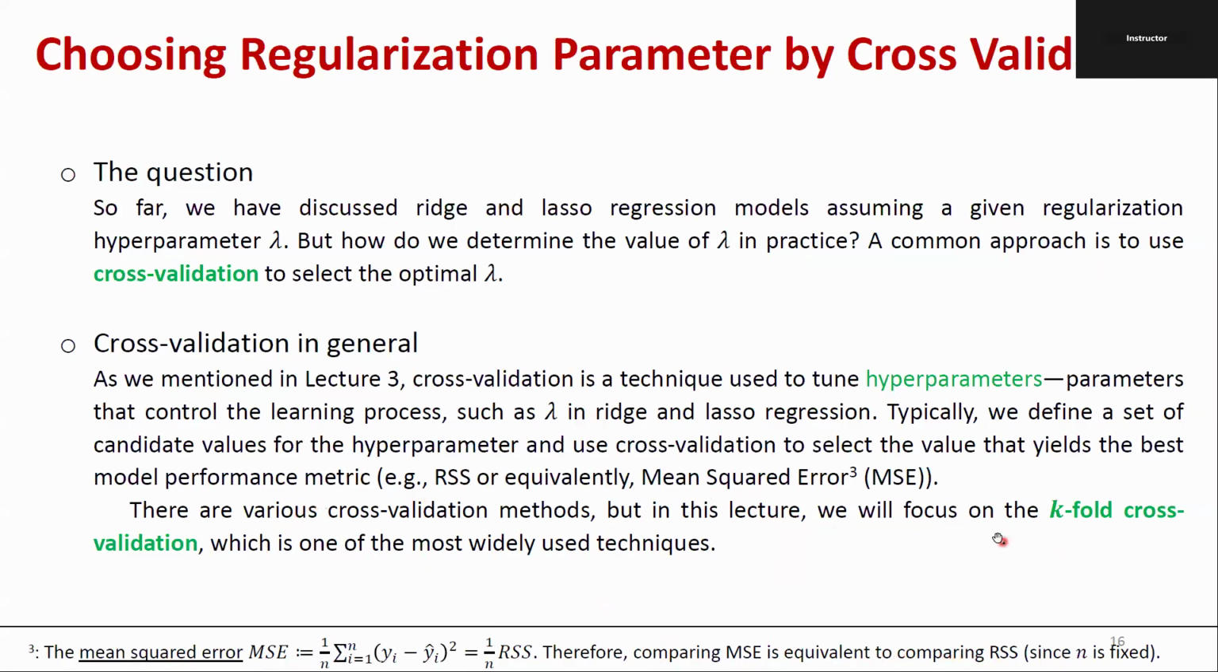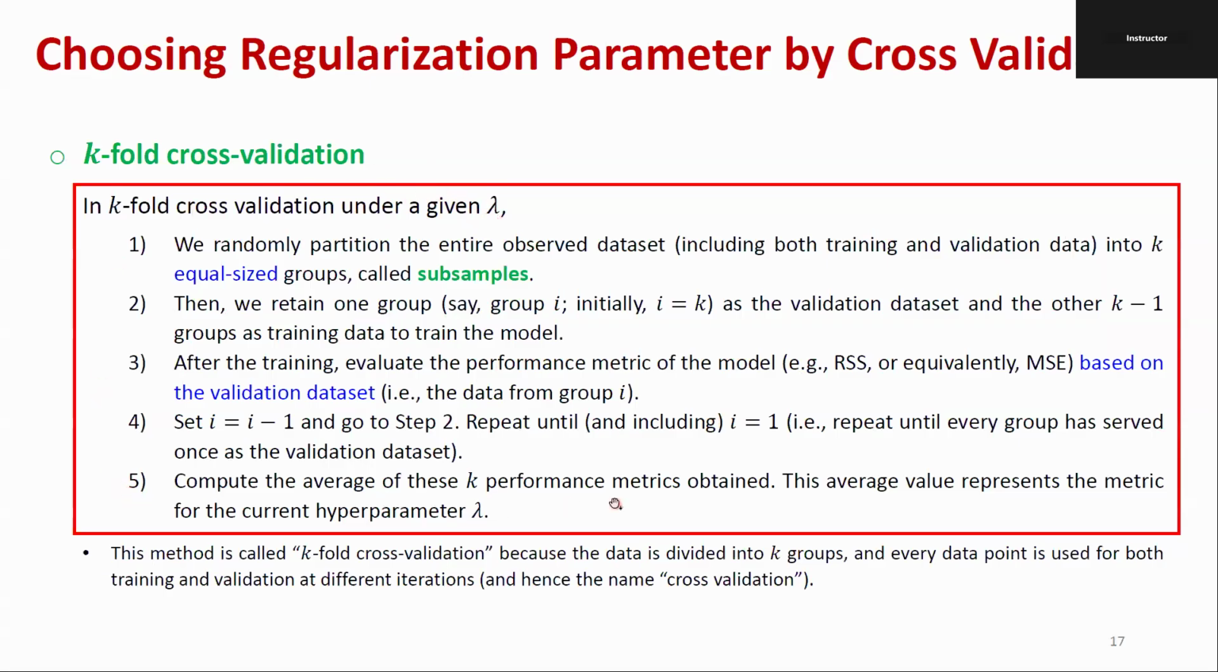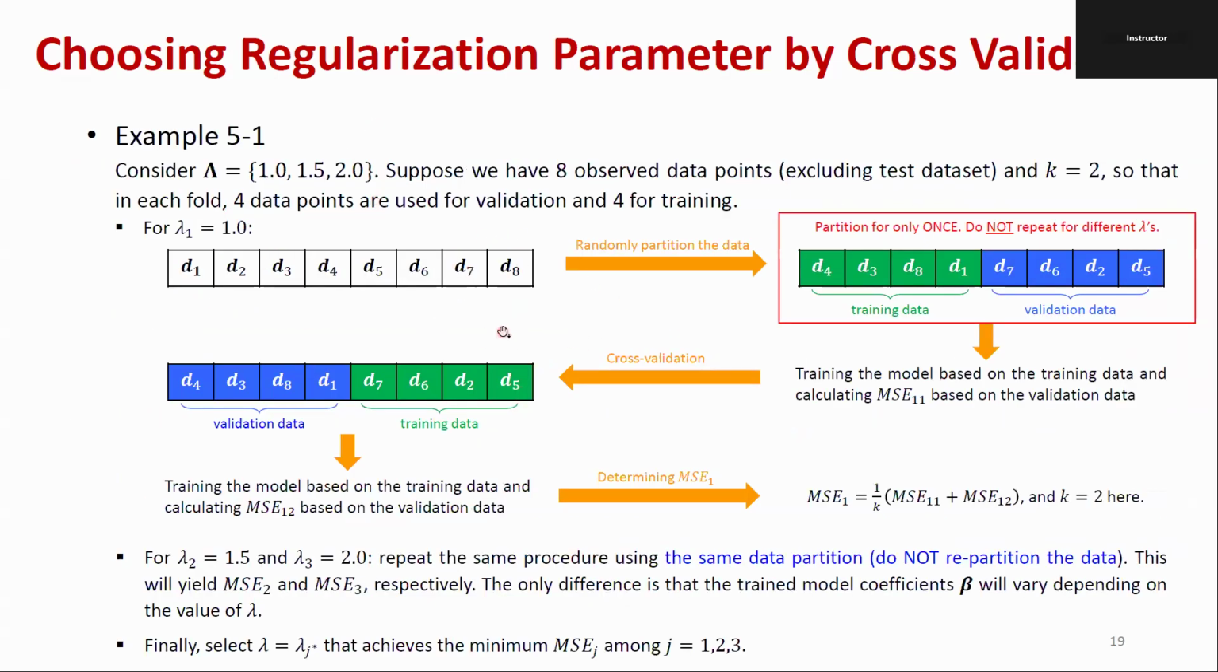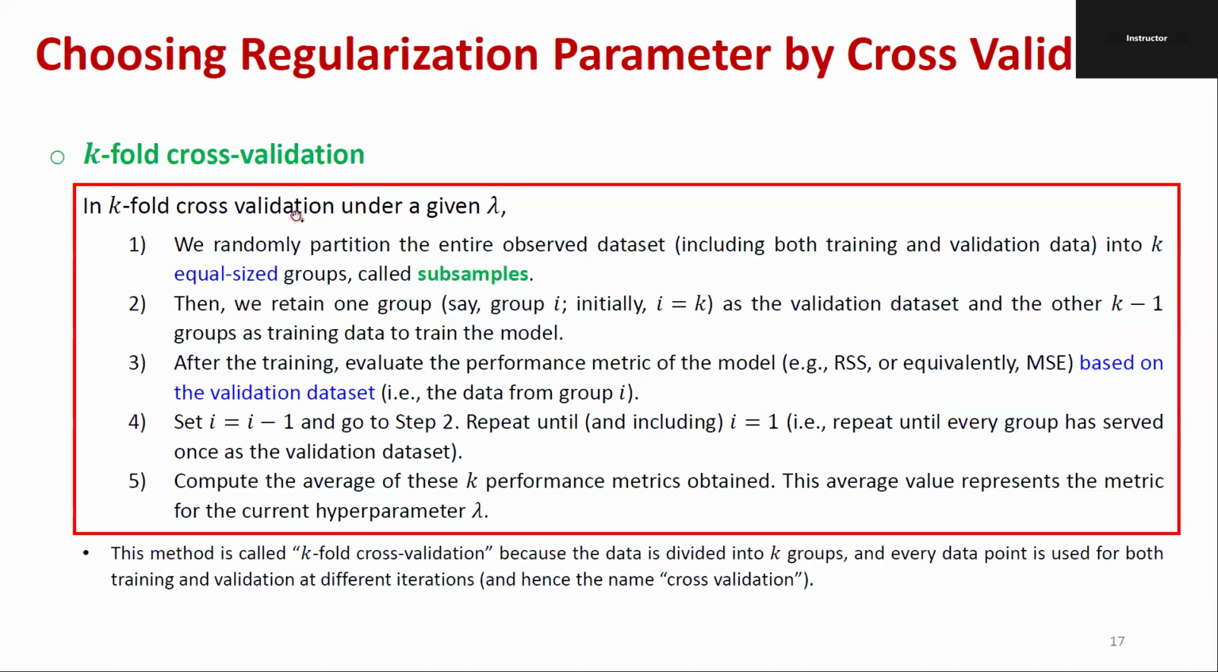Okay, so now let's see how we can make it. In this class, we will focus on k-fold cross validation, which is one of the most widely used techniques in cross validation, or in hyperparameter selection in general. This is the pseudo algorithm of k-fold cross validation. Let's first have a quick look at it, and don't worry, I will give you detailed examples to get it. First of all, we randomly partition the entire observed data set, including both training and validation data, into k equal sized groups. These groups are called sample groups. You can see k equal size groups, and hence the name k-fold cross-validation.